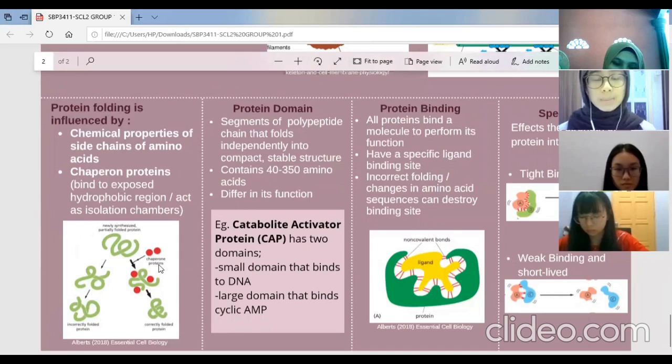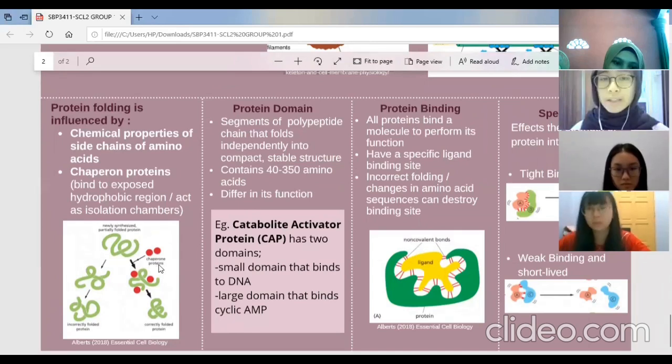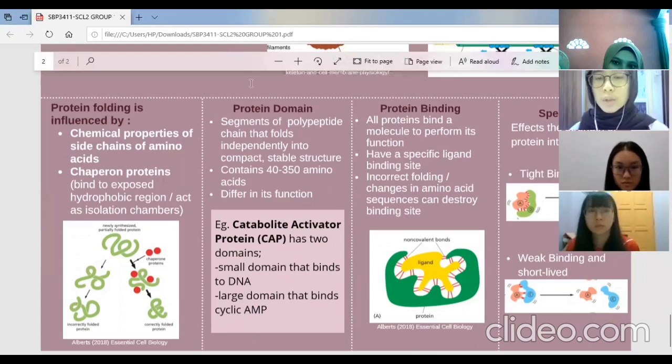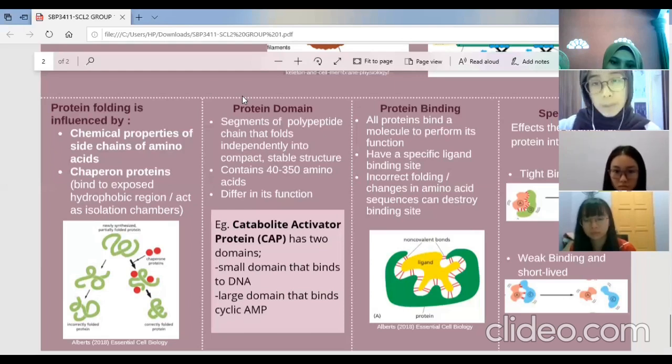So the folding process is influenced by two factors. The first one is the chemical properties of the side chains of amino acids that will determine the non-covalent interactions that are involved. Other than that, chaperone proteins also influence the folding process, as they prevent the formation of aggregates in crowded conditions. Chaperone proteins do so by exposing the hydrophobic region so that it folds correctly, and they also act as an isolation chamber that allows folding without any interruption. In either case, the final 3D shape of the protein is still specified by the amino acid sequence.